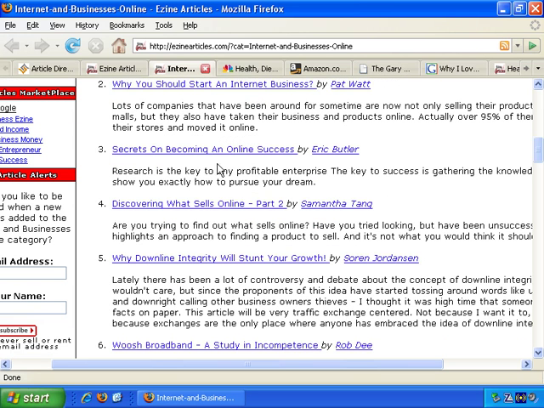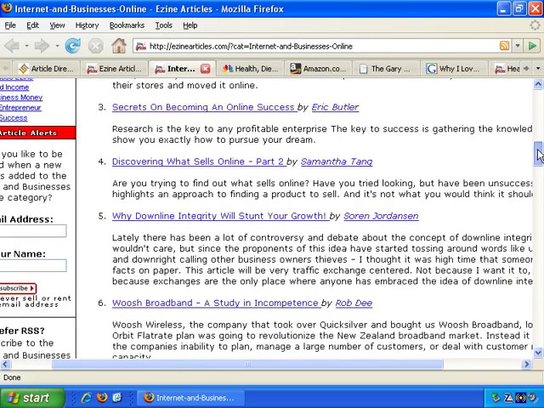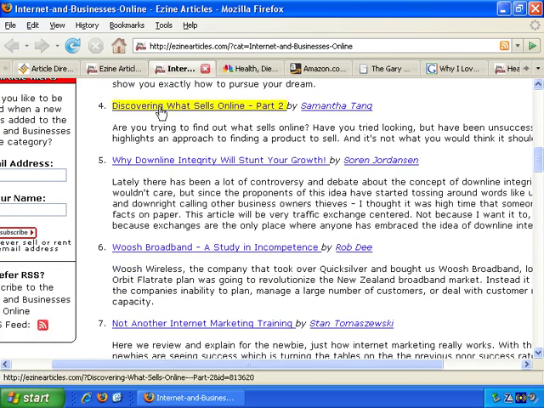Secrets of becoming an online success. That's pretty boring or pretty bland. Secrets is a pretty strong word, but this is a bland or boring topic. You could punch it up by saying 10 hidden secrets to becoming an online success, or 10 little-known secrets to becoming an online success. Just structuring it in that way can make it a lot more powerful. Again, pretty broad and pretty bland.